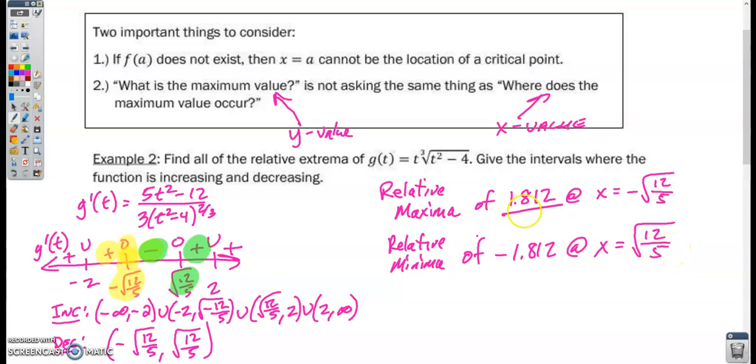So this is the relative maximum value, it's a y value. This is the relative minimum value, it's a y value. And these are the x values of the locations where those occur.